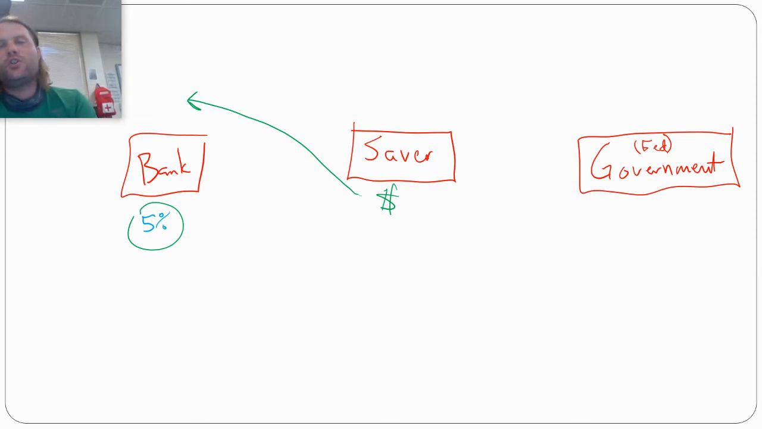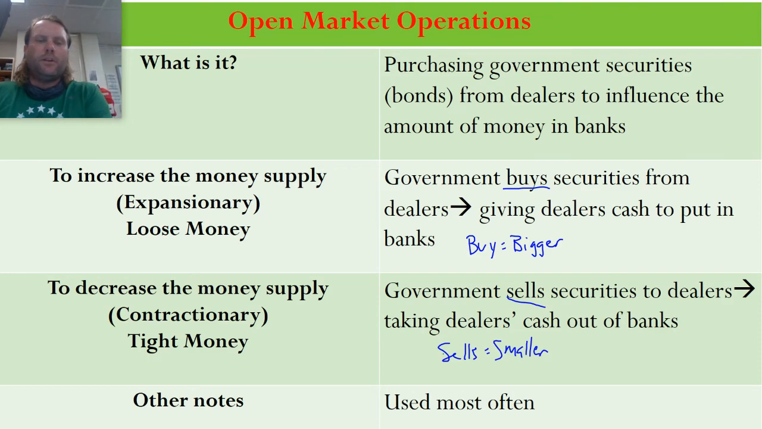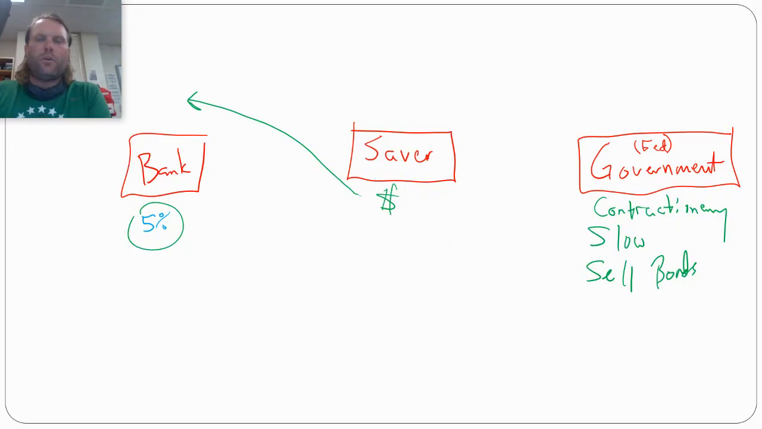So let's say the federal government says we want to slow it down. We want contraction. We want to slow things down. Contractionary policy. So they're going to sell bonds. Go back to my previous slide here. Sell means smaller. I'm explaining this bottom one first.